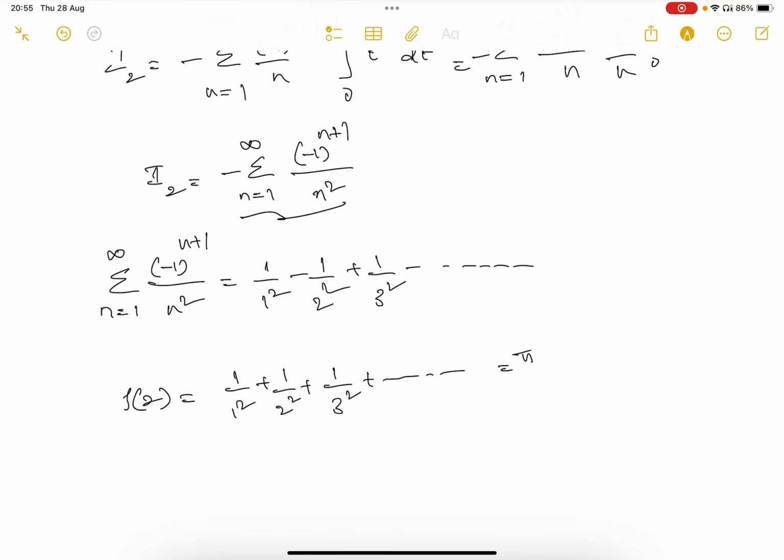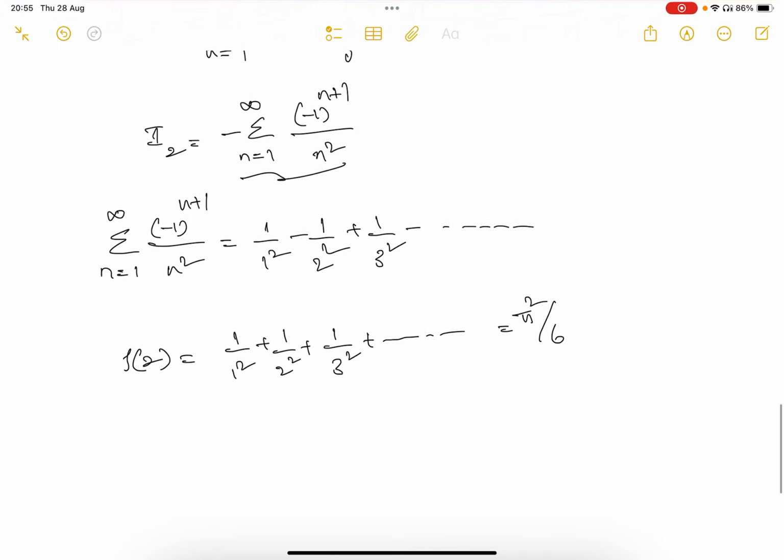The summation to these limits is pi square by 6, which I have explained in my previous videos. But in our case, it is 1 by 1 square minus 1 by 2 square plus 1 by 3 square. I mean, the summation here is not the total summation, it's getting plus and minus alternate times. So how will you write it?